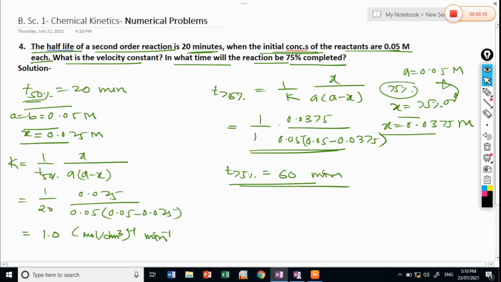So this is the simple solution of this above problem. I hope all of you have understood this.